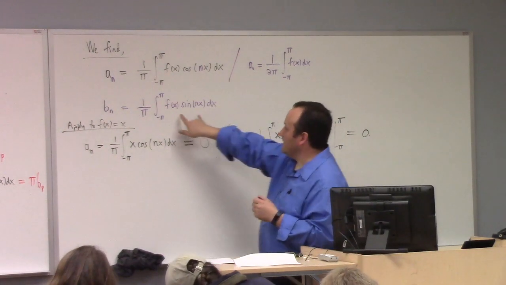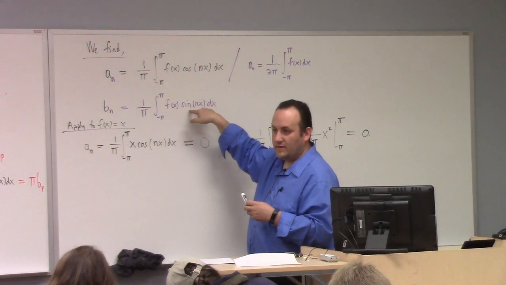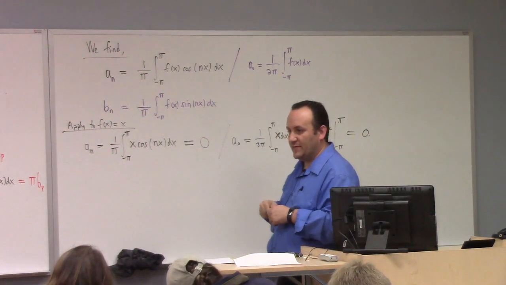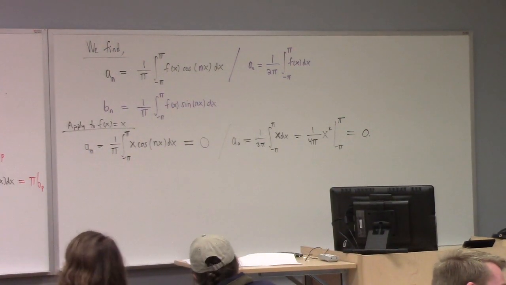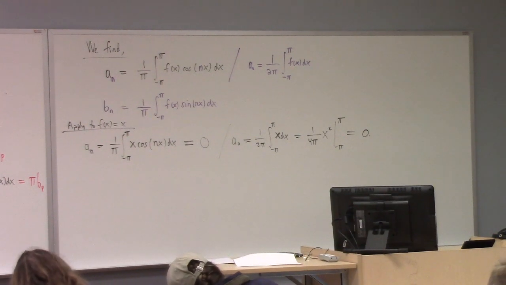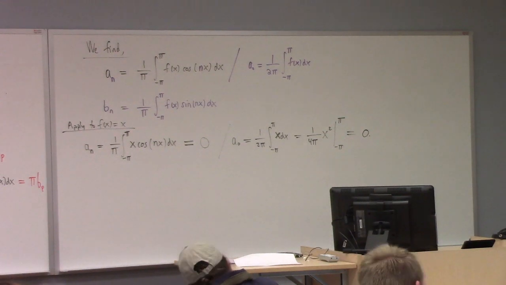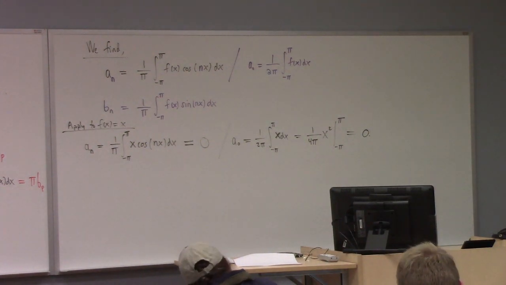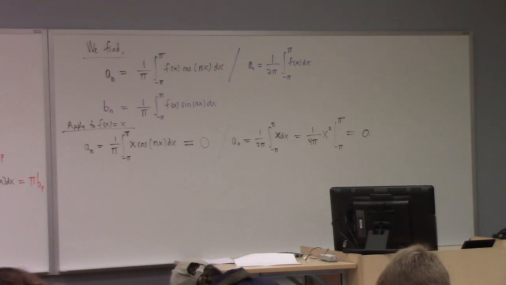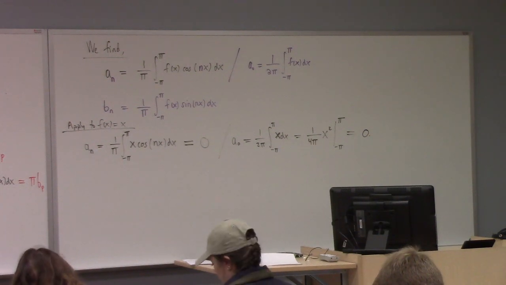In contrast, this guy is going to be x times sine x, which is odd times odd. That gives me an even function. So the integral of an even function over a symmetric interval about the origin doesn't have to be 0. In fact, we're going to calculate it. Let's calculate that now. So b sub n, 1 over pi, integral from minus pi to pi of x times the sine of nx dx. How do we do this integral?